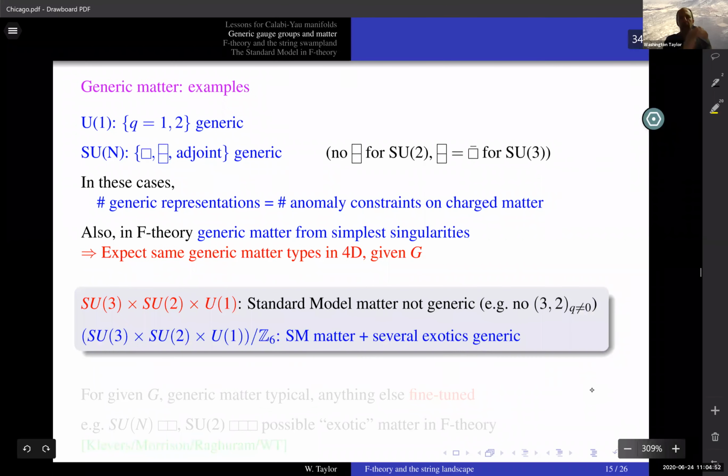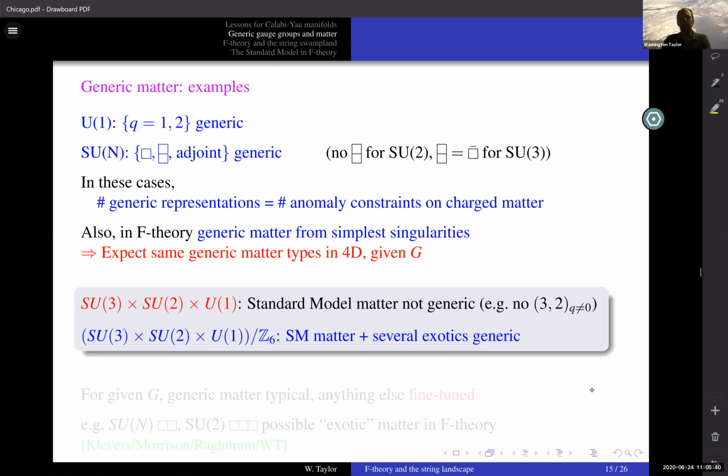An interesting observation, which I'll come back to towards the end, is that if we just take the so-called standard model gauge group, SU3 cross SU2 cross U1, the matter content of the standard model is not generic in this context. The generic matter for that gauge group has nothing which is charged under all 3 gauge factors. In fact, if you take this gauge group, it's quite hard to get the proper matter of the standard model in F theory. On the other hand, if you take the gauge group to be SU3 cross SU2 cross U1 mod Z6, then the standard model matter, along with several exotic representations, is actually totally generic. So this gives, I think, a hint that the latter is the proper gauge group if F theory is telling us anything that has anything to do with how our world works. And we'll come back to that.